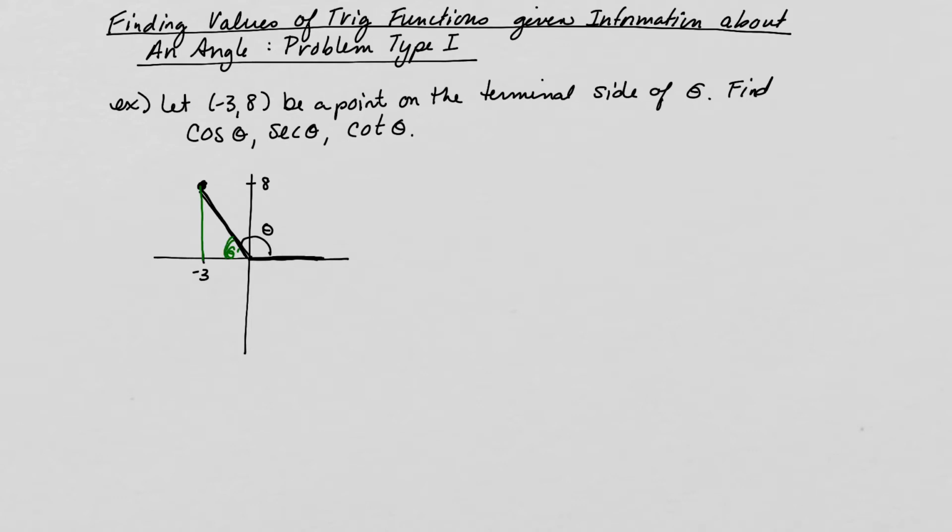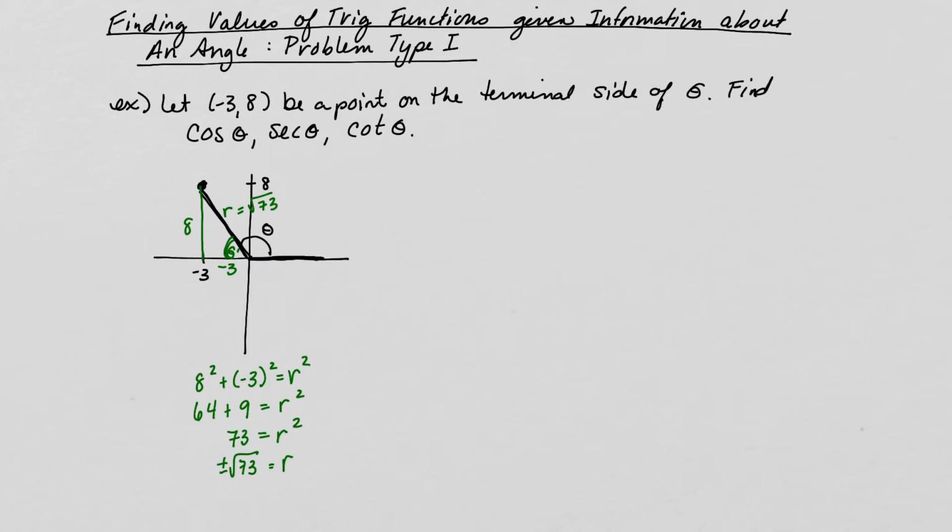Since I went out here -3, and then up 8, I need to figure out what my r is in this case. So using the Pythagorean theorem, 8 squared plus (-3) squared is going to be r squared. So 64 plus 9 is equal to r squared. If I add the 64 and the 9 together, I get 73 is equal to r squared. So r is going to be plus or minus the square root of 73. But remember, we always take the positive one when we're talking about the hypotenuse. So this is going to be the square root of 73.